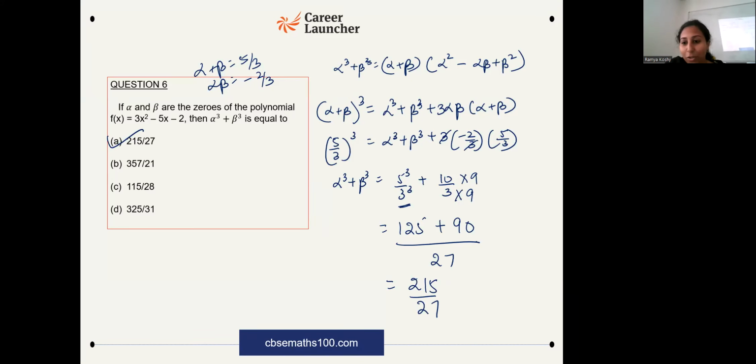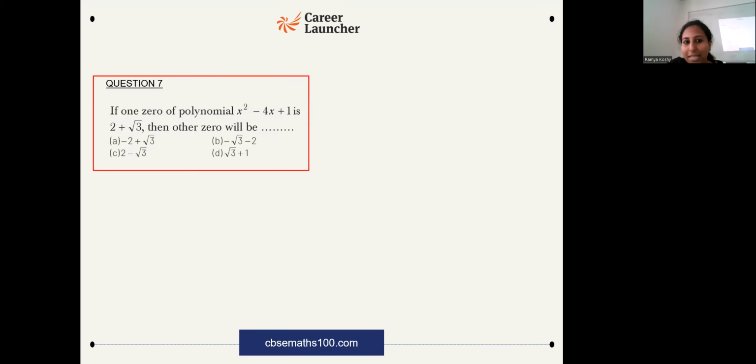All right. You need to know these identities so that you can do these questions faster. This question you can answer fast. If 1 zero of x square minus 4x plus 1 is 2 plus root 3, what will the other zero be? It's a very easy question you can answer very quickly. If 1 zero is 2 plus root 3, what will be the other zero? Other zero will be 2 minus root 3.